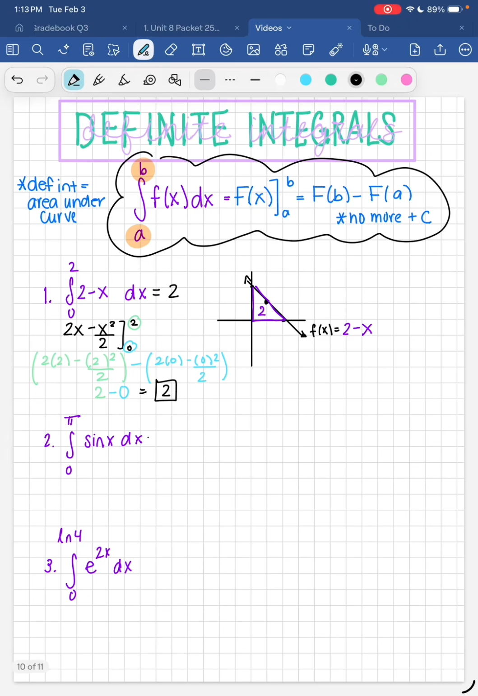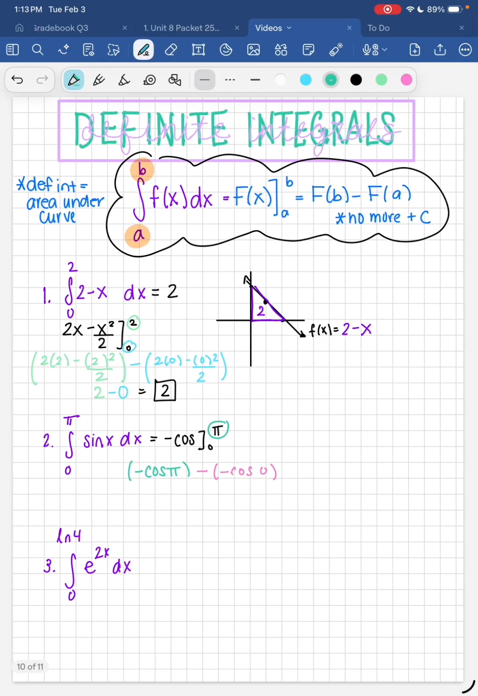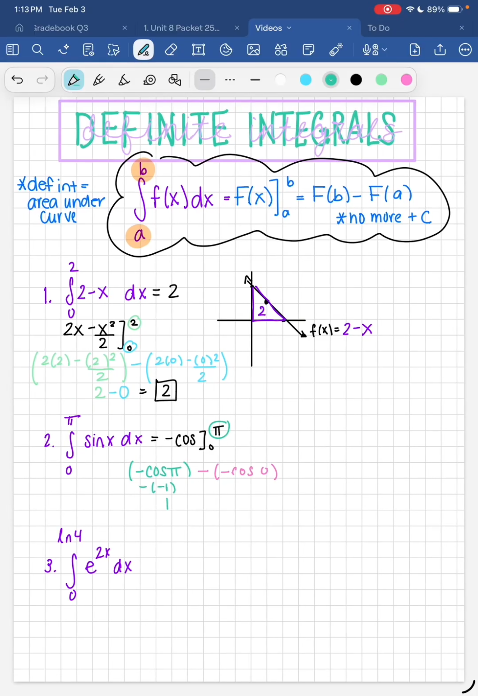All right, number 2. The integral of sine is negative cosine from 0 to pi. Plug the upper bound in first, so we're going to have negative cosine pi minus the lower bound, negative cosine 0. And then you have to know this stuff. Negative cosine of pi, the cosine of pi is negative 1, but we have a double negative, so it's going to be 1. Plus the cosine of 0, which is 1, so that means this is going to be 2.